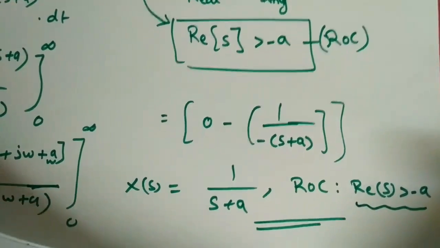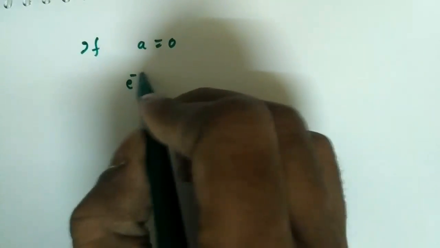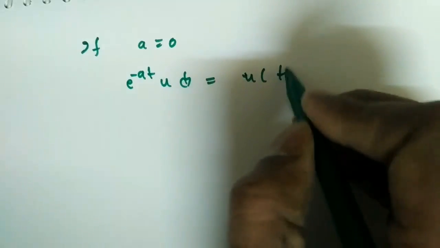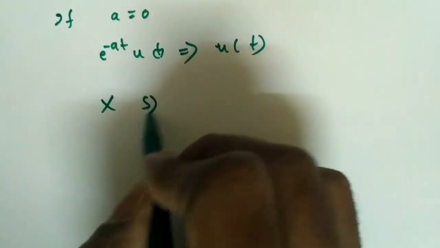Now suppose a is equal to 0, right? If a is equal to 0, then e power minus at into u of t becomes simply u of t, right? That is the unit step sequence. So what is X of s now?